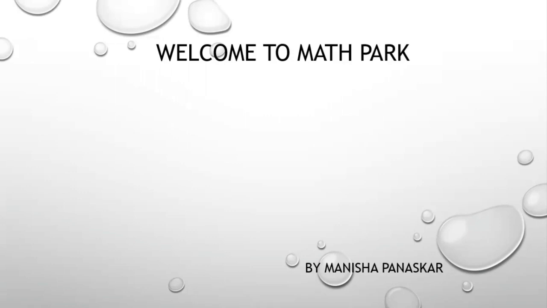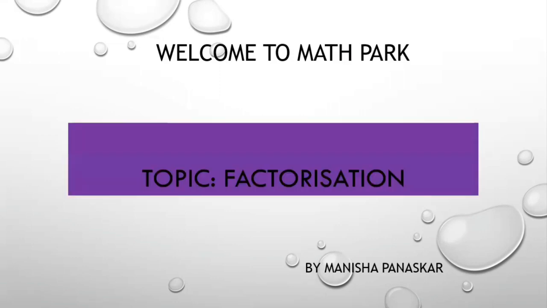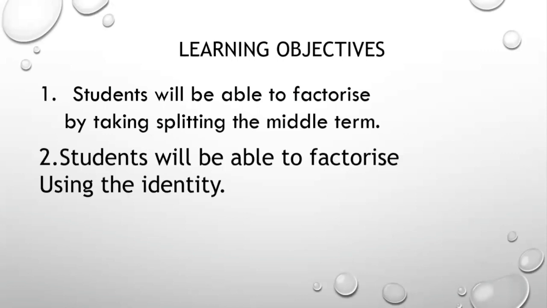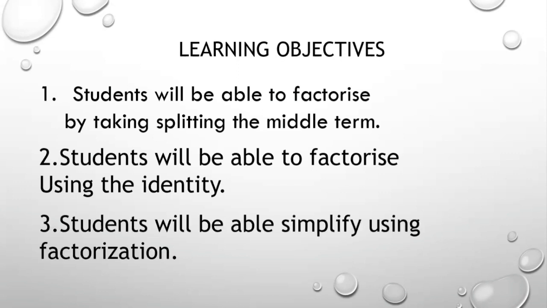In our path, today we are going to have a second episode of factorization. So in this video, children, we are going to learn how to factorize by splitting the middle term. You are also going to learn how to factorize using the identity a square minus b square is equal to a plus b into a minus b, and you will be able to simplify using factorization.